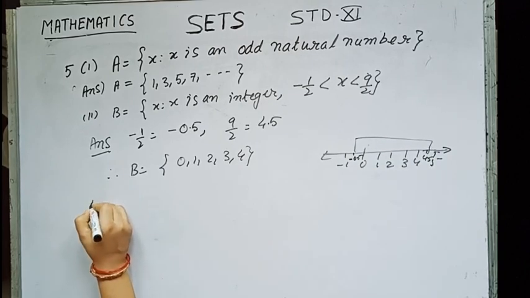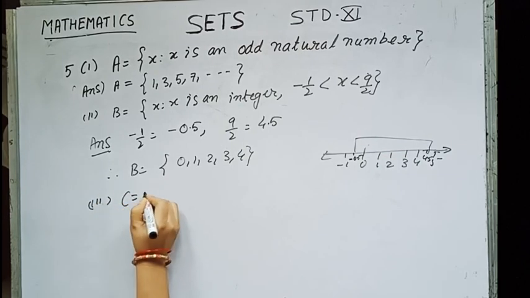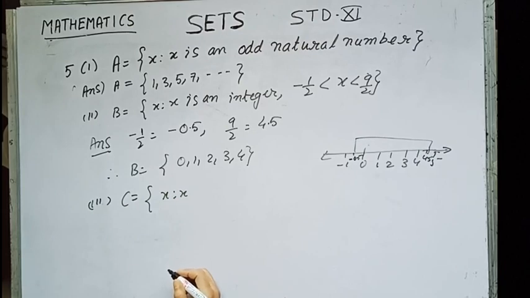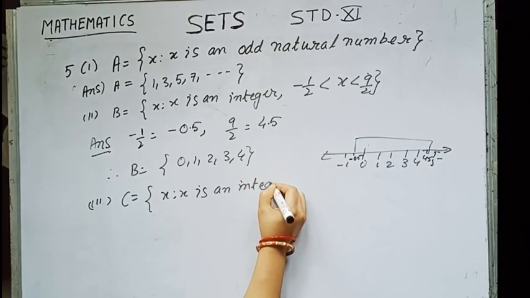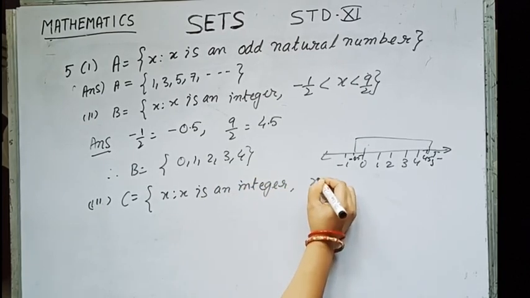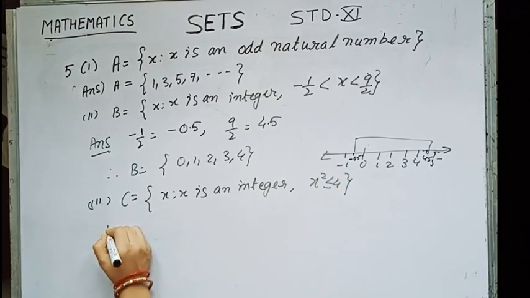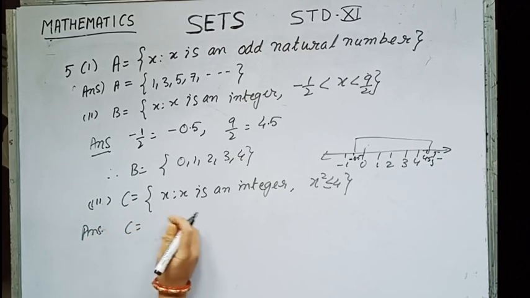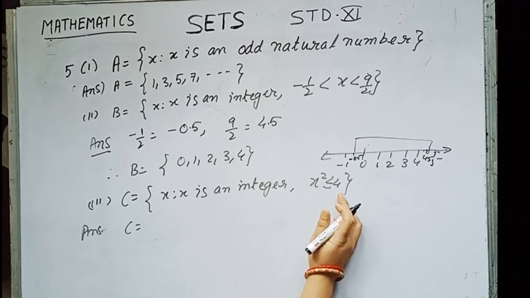Now let us go to subpart number 3. Subpart number 3 is C equals to {x such that x is an integer, and x square is less than or equal to 4}. So over here in the answer part, we have to list all the integers whose square is less than or equal to 4.